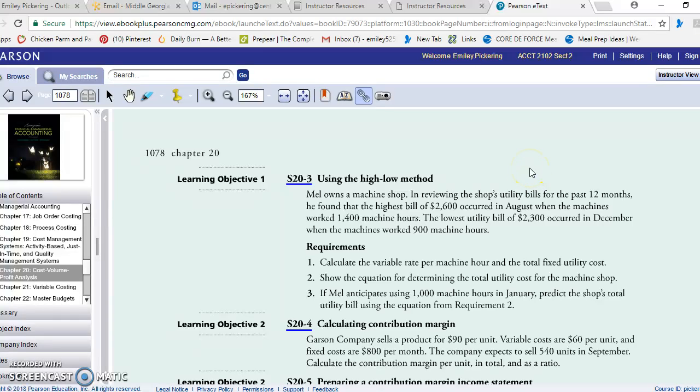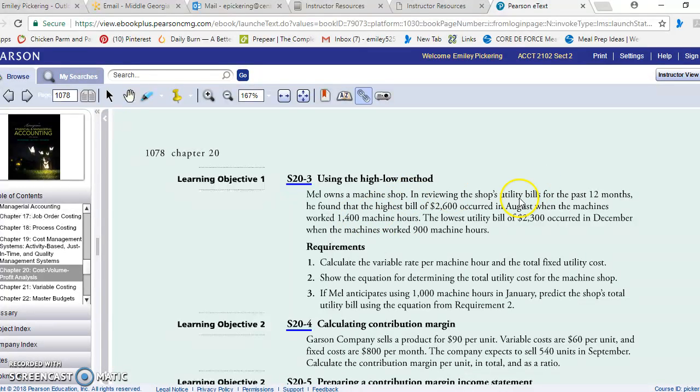Okay, so this is for chapter 20. We're going to start with the high-low method to figure out what our variable and our fixed costs are. This is, again, a way to separate our fixed and our mixed costs because we do need to separate those.